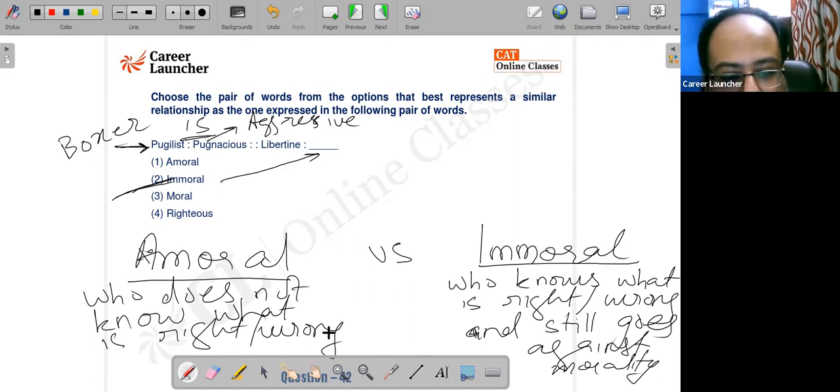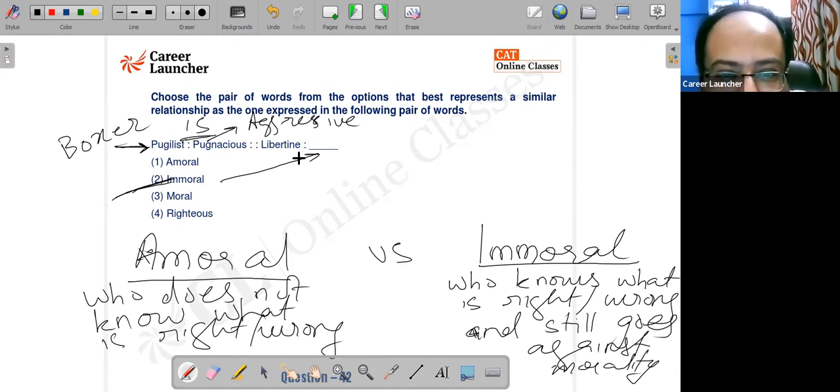I guess this has been asked in one of the exams: please differentiate between these two words. Immoral is a person who knows what is right or wrong and still does what goes against morality. Amoral is a person who is ignorant of morality. I'll give all of you a simple example to differentiate between amoral and immoral. I'll mention a specific instance to differentiate.